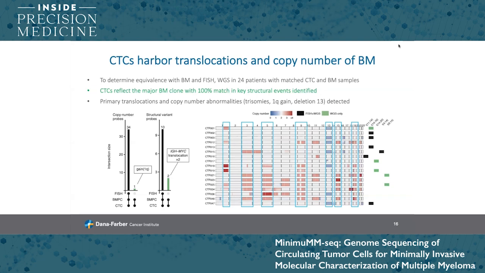Translocations that were found both by FISH and our whole genome sequencing test are shown with black box colors, whereas those found by whole genome sequencing alone are shown in green. For chromosomal abnormalities, you can see that copy number gains are shown with varying intensity in red colorway, and those where the copy number deletions are present are shown in a blue colorway.